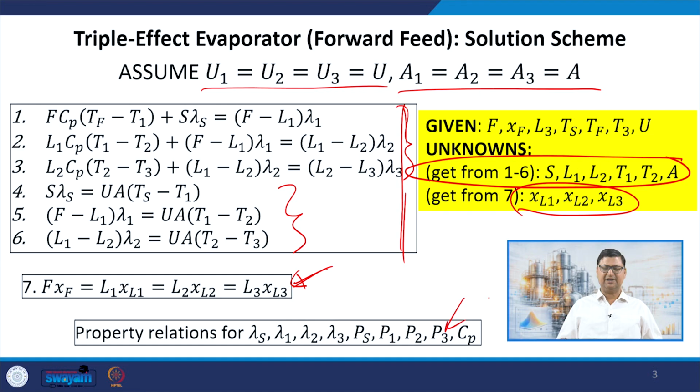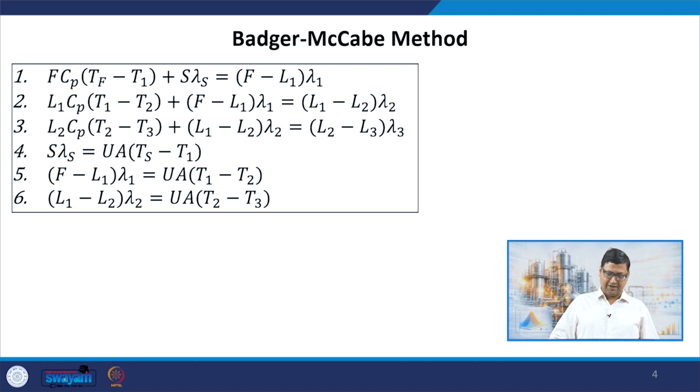And of course, we have property relations, and again I emphasize that lambda 1 and lambda 3, the latent heats, are not really constants. They depend on temperature, and there is a high degree of nonlinearity possible in these 6 equations, right? All right. So what the Badger-McCabe method basically does is start with some guess of some variables, and then work in an iterative fashion to improve that guess, right? So let me begin with the drawing of the triple effect evaporator.